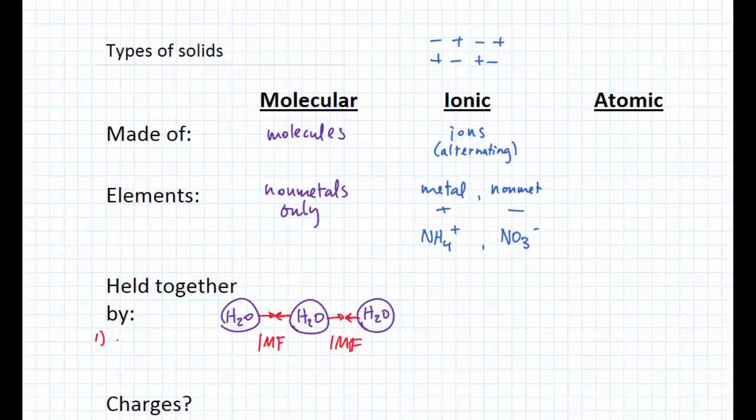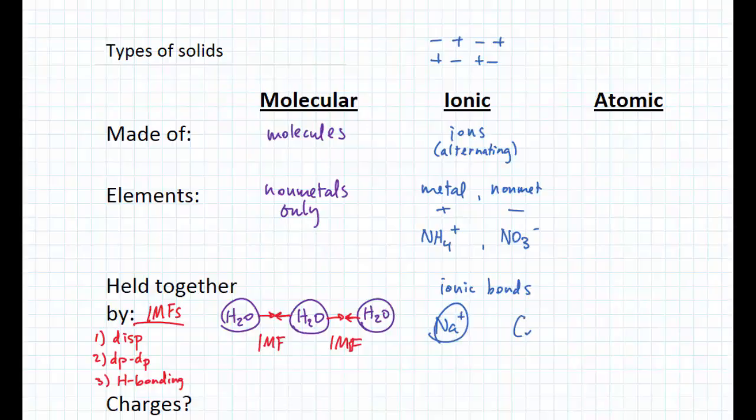And there are actually 3 intermolecular forces. There's the dispersion, dipole-dipole, just like we talked about, and H bonding. But it's different what holds ionic compounds together. Those we called ionic bonds because we had something like an Na with a plus charge attracted to a Cl with a minus charge, totally because they have opposite charges.